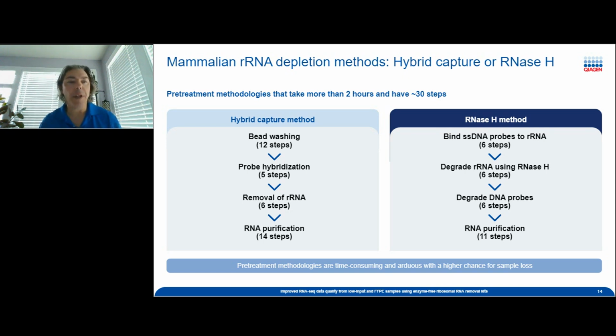In the hybrid capture method, this often involves over 30 steps, which include the bead washing step, hybridization of the probes to the ribosomal RNA or the targets, pulling down the probes, and then an RNA purification step. In the RNase H method, this often involves binding single-strand DNA probes to the ribosomal RNA. In this case, RNase H will degrade any RNA that is an RNA-DNA hybrid. Then you have to remove the DNA probes, and then you have another RNA purification step. So you basically purify RNA at least 2 times going into your RNA library preparation method.